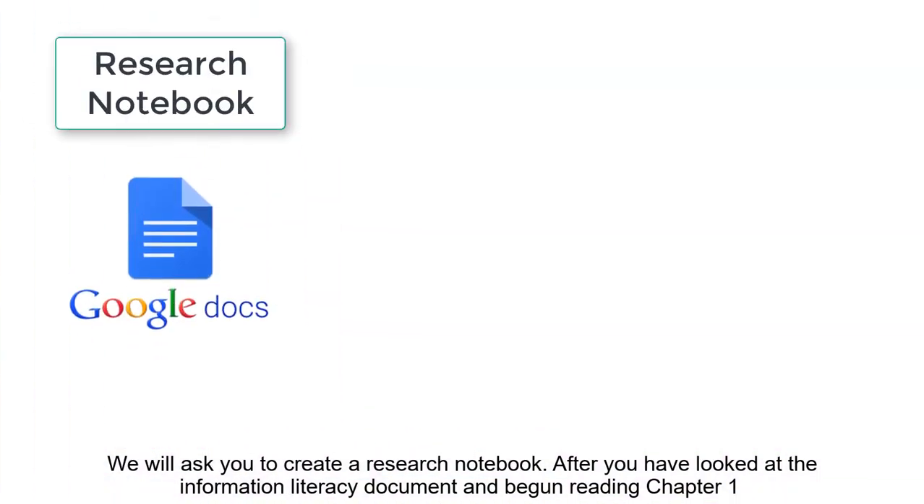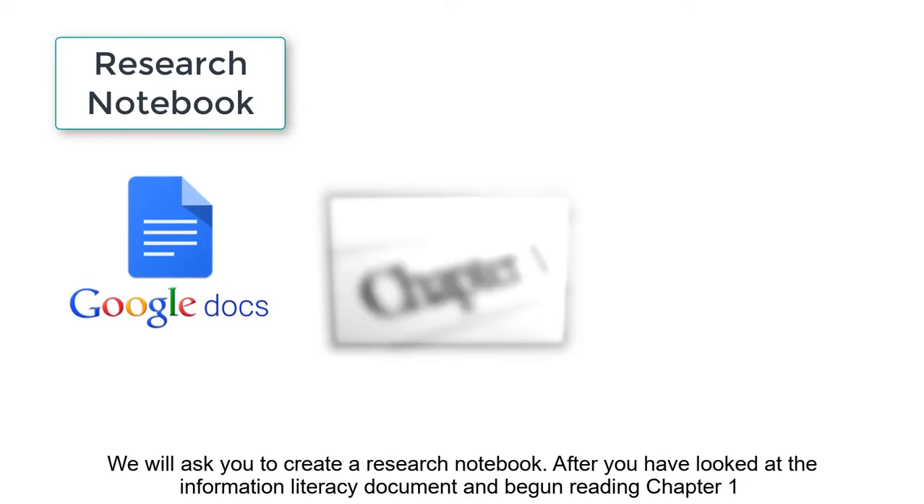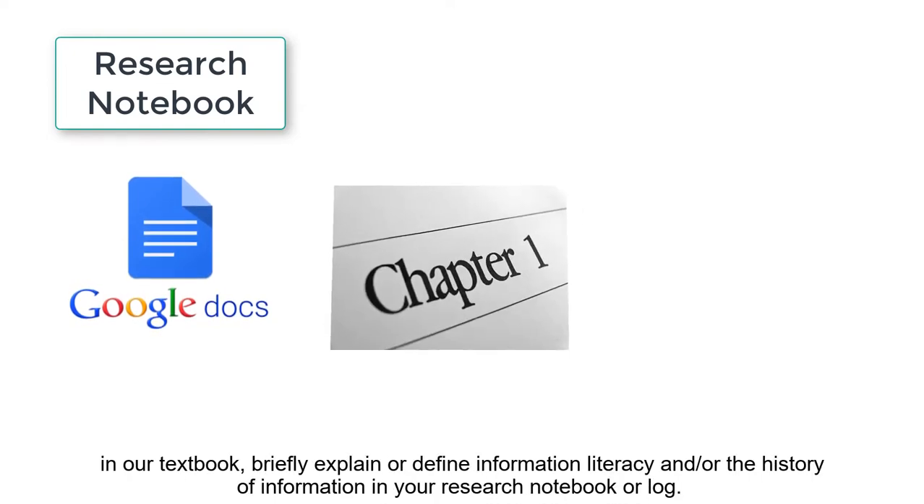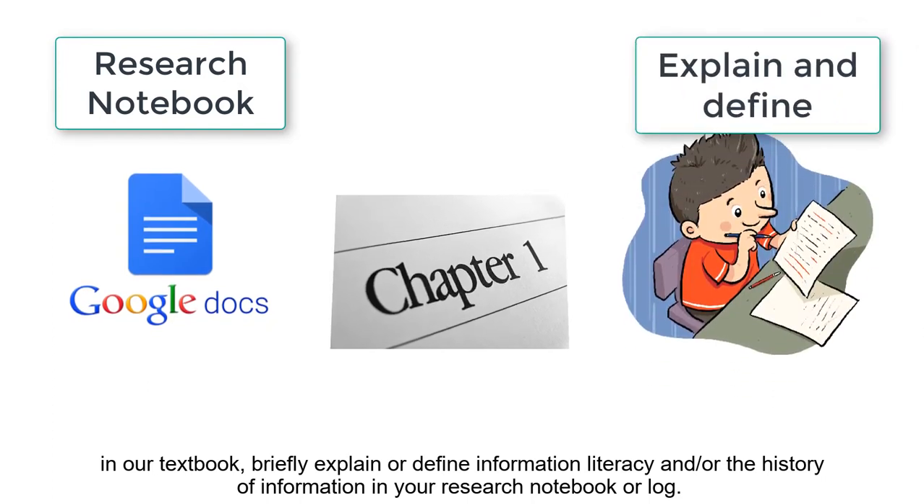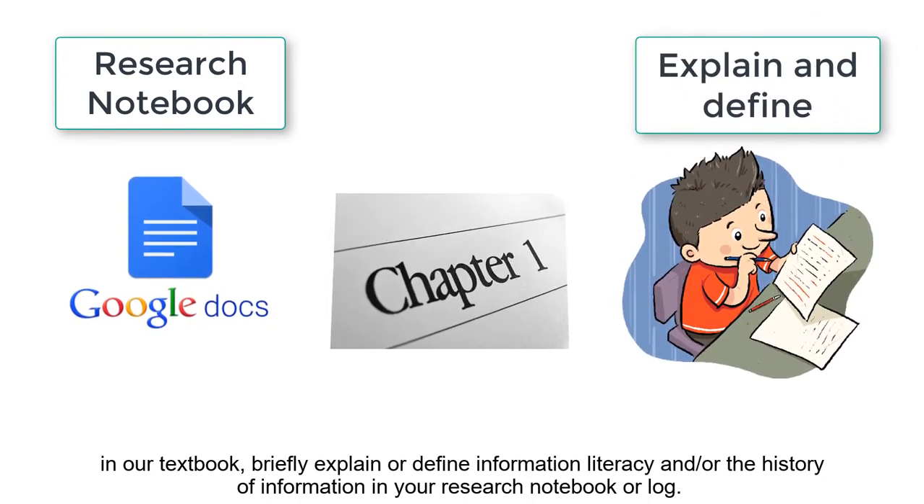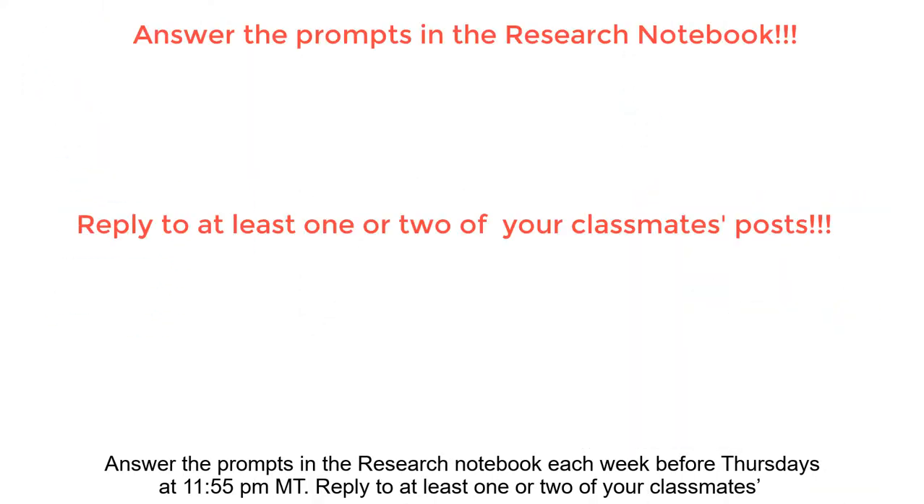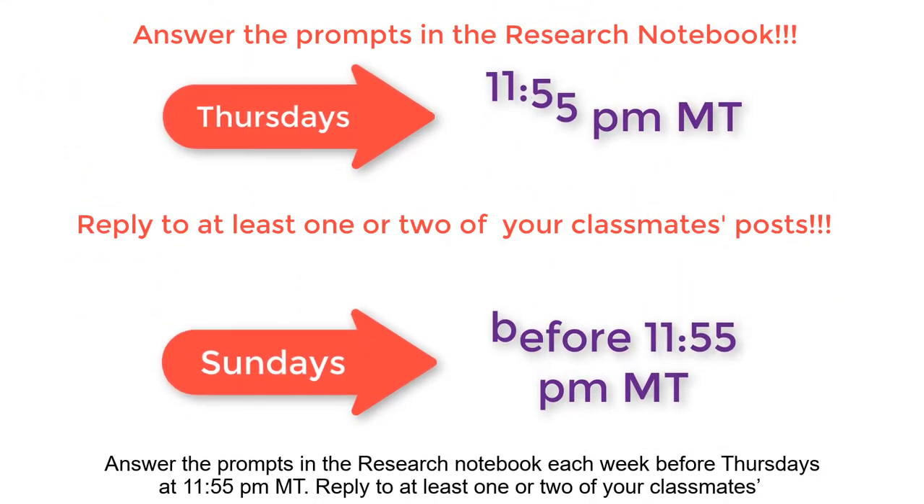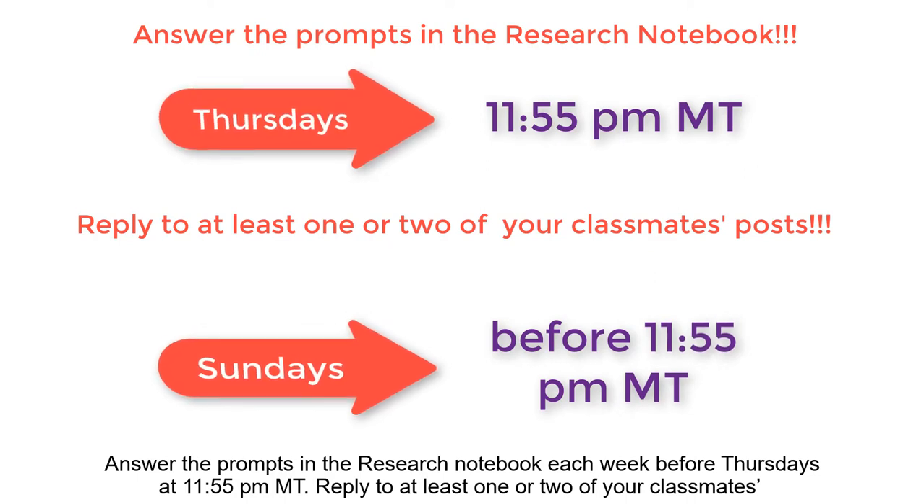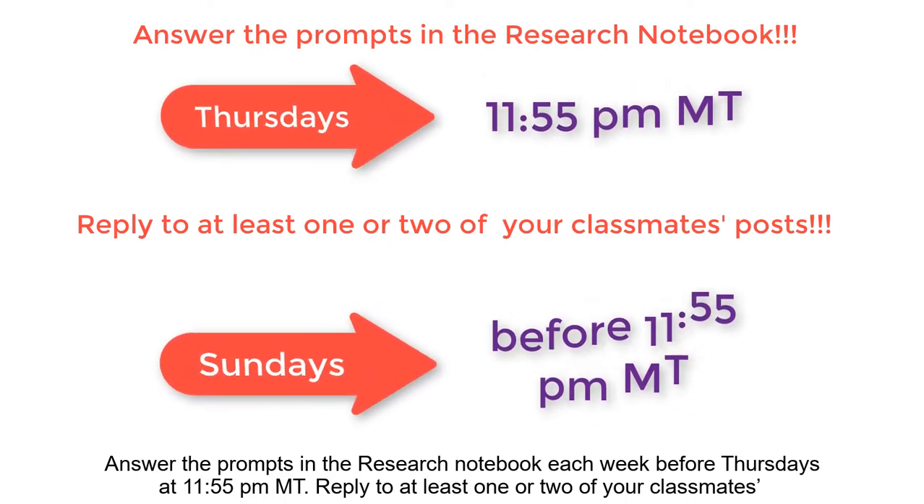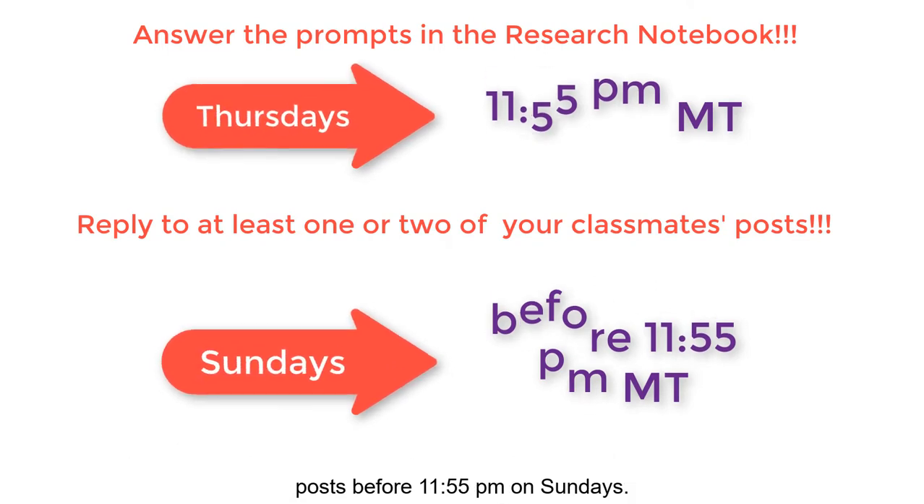We will ask you to create a research notebook. After you have looked at the information literacy document and begun reading Chapter 1 in our textbook, briefly explain or define information literacy and/or the history of information in your research notebook or log. Answer the prompts in the research notebook each week before Thursdays at 11:55 p.m. Mountain Time. Reply to at least one or two of your classmates' posts before 11:55 p.m. on Sundays.